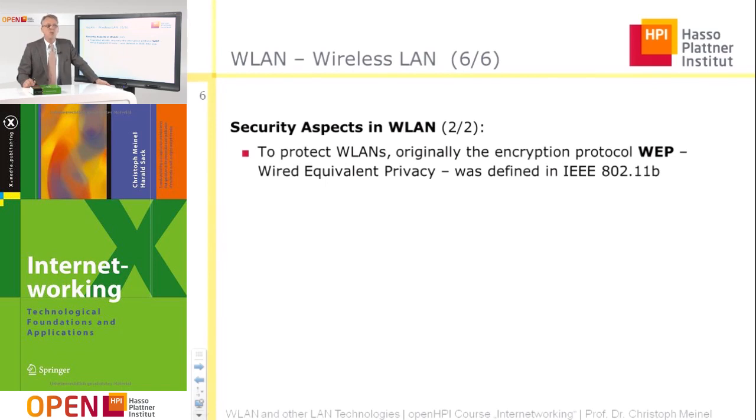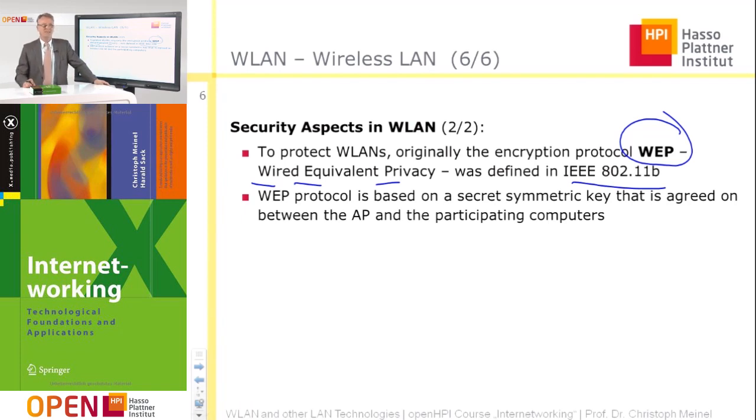To protect such wireless local area networks, there was from the beginning an encryption protocol foreseen. This is the WEP protocol, the Wired Equivalent Privacy protocol, which was defined in the IEEE 802.11b standard. This WEP protocol is based on a simple secret symmetric key. It's 40 bits long. That is agreed on between the access point and the participating computer. The reason to use an encryption method was that for securing such radio-based networks, one needs to take much more care than with the cable-based networks.